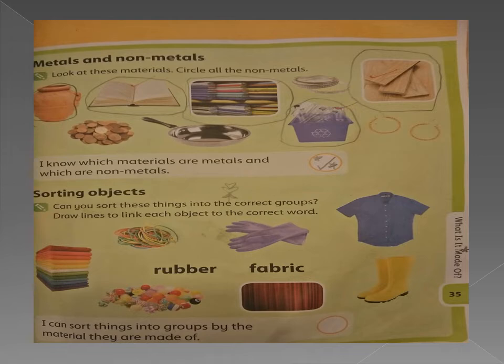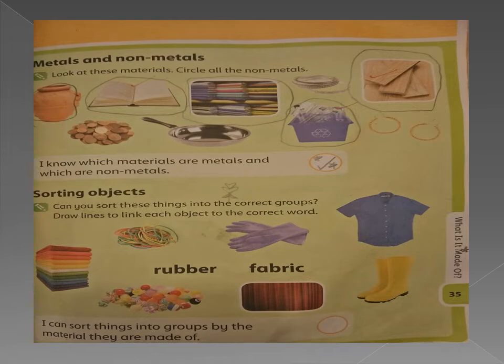Sorting objects. Can you sort these things into the correct groups? Draw lines to link each object to the correct word. They have given you two words, rubber and fabric. The things which are made up of rubber, you will draw a line and match with the word rubber, and the things which are made up of fabric, you will match with the word fabric.